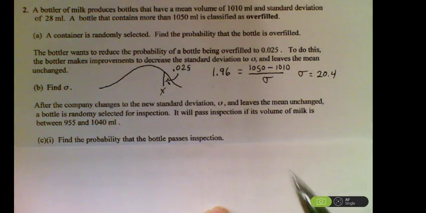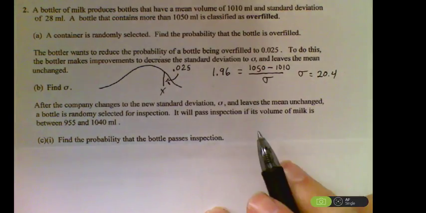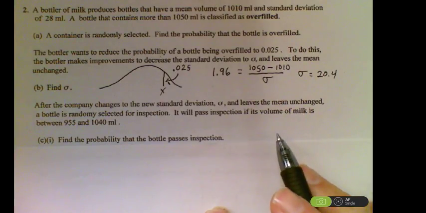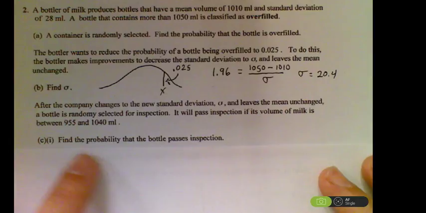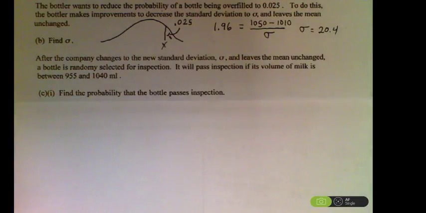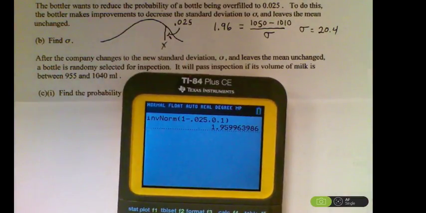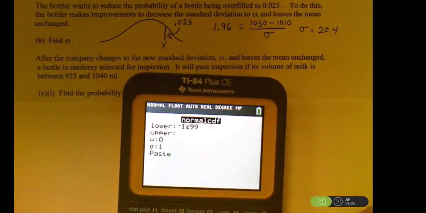So now going to part C. With this new standard deviation, and the mean unchanged, a bottle is randomly selected for inspection. It passes if the volume is between 955 and 1040, so what's the probability that it passes? Just a basic normal distribution feature again. Going back into distribution, doing normal CDF, looking for a basic probability, it needs to be between 955 and 1040. So there's our lower and upper bounds.